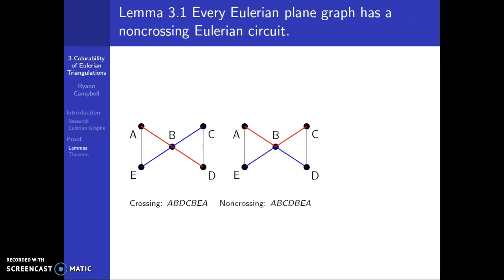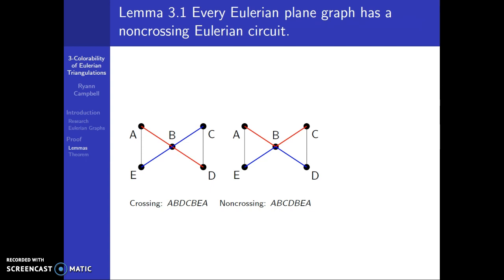In the second drawing, though, we are going to have a non-crossing Eulerian circuit. And that circuit is going to be A, B, C, D, B, E, A. In this drawing, if we start at A and follow the blue path and then the red path, we have not traveled across a previous path. We have touched that previous path at B, but we have not crossed over it.